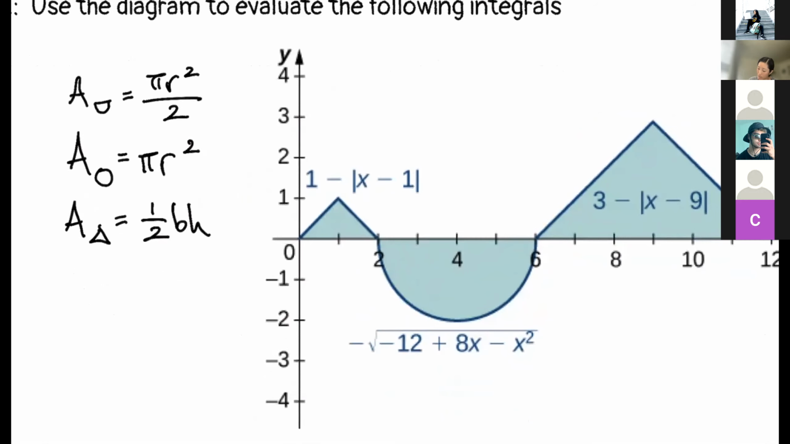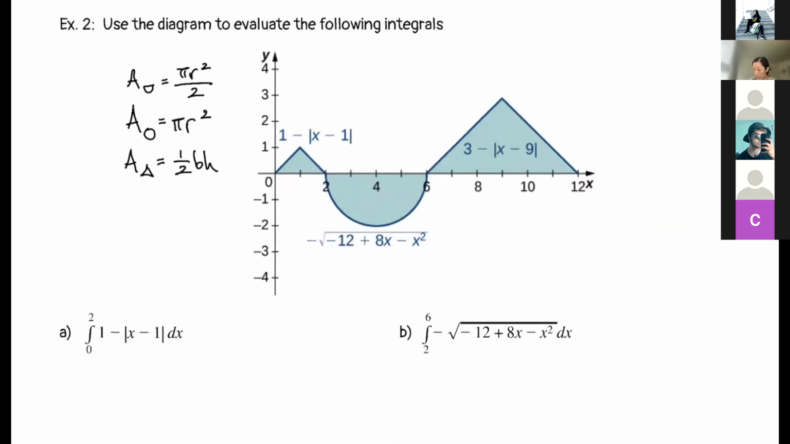Let's go ahead and take a look at these questions. So for part A, it says find the integral from 0 to 2 of 1 minus the absolute value of x minus 1, and I'm going from 0 to 2. So what shape does that correspond to?